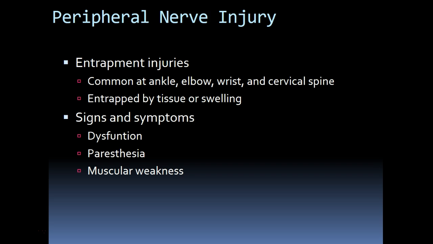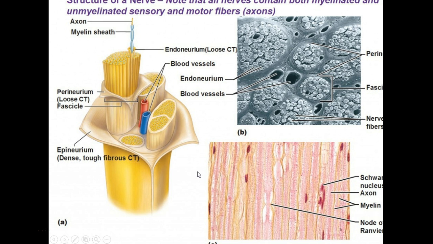And so what are the signs and symptoms associated with a peripheral nerve injury dysfunction? The big one is going to be paresthesia, so some type of neuropathy or neural dysfunction. And if that nerve is supplying a muscle, the muscle that it supplies, or muscle groups, may also become weak. So it becomes important to not only know the nerves, but to also know which muscles they supply in the lower extremity. So let's take a look at the anatomy of the nerve.